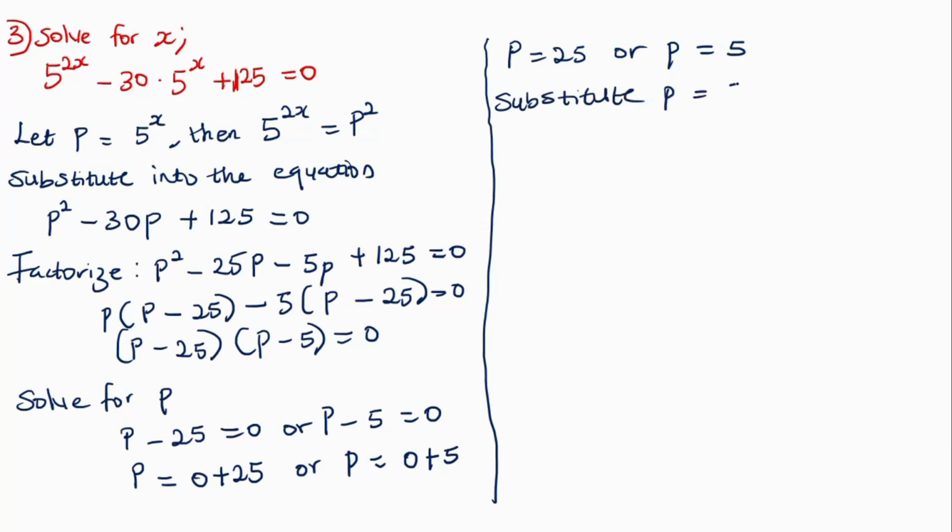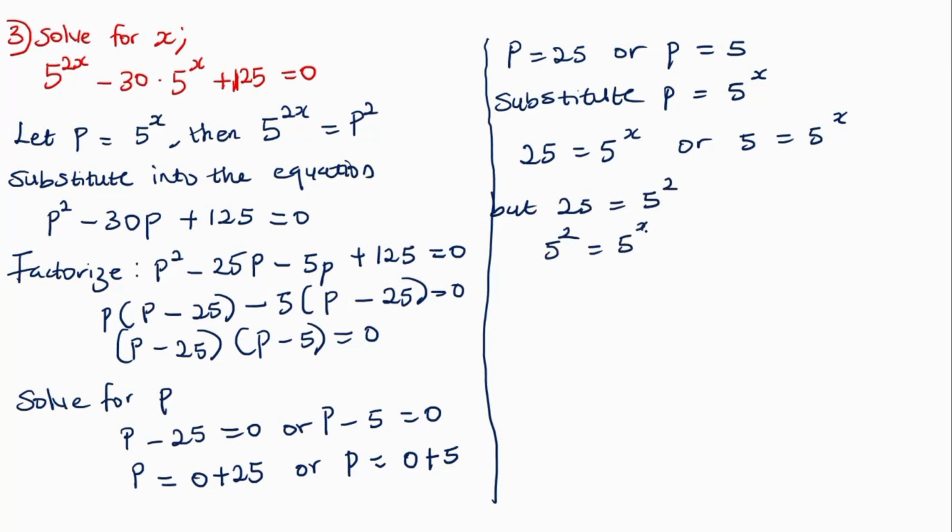Alright, so we want to simply substitute p equals to 5^x. And we already know that p is equal to 25 or p is equal to 5. So this becomes 25 equals to 5^x or 5 is equal to 5^x. But we can write 25 as 5 squared. So this becomes 5 squared equals to 5^x or 5 raised to the power of 1 is equal to 5^x. We all know that 5 raised to the power of 1 is the same thing as 5 right here.